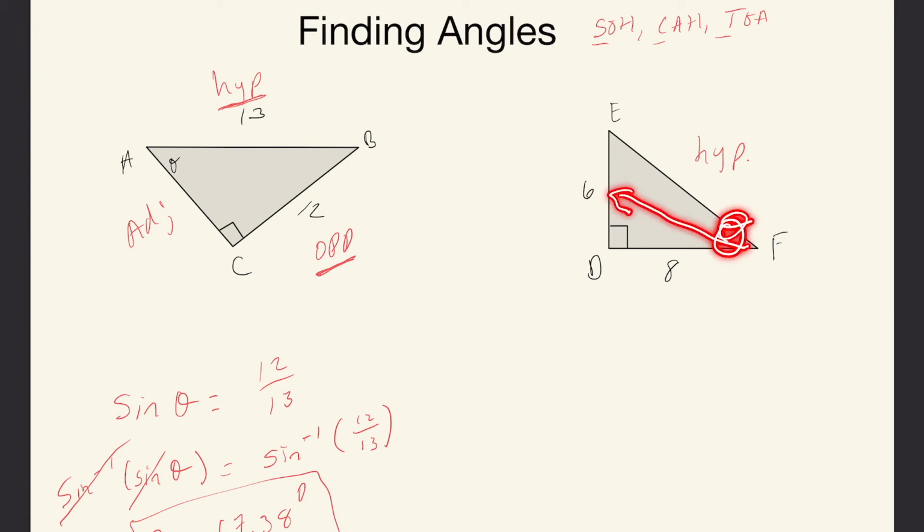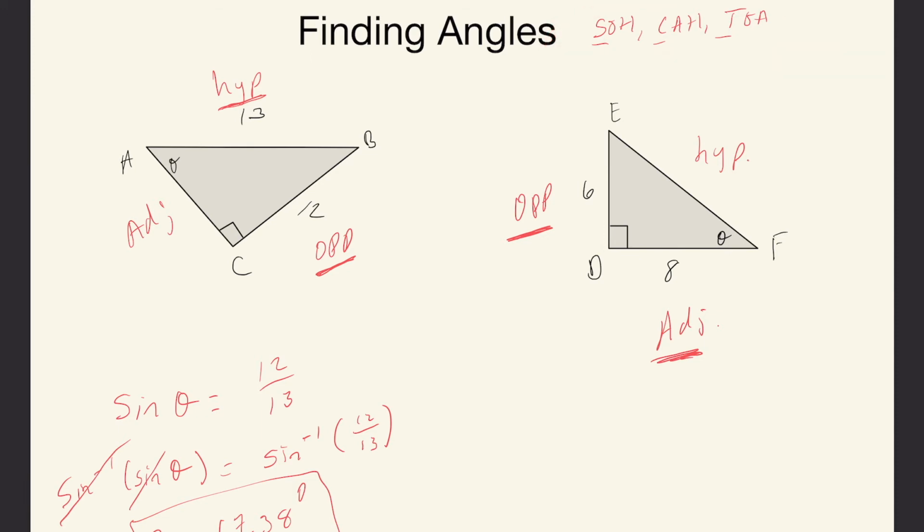Across from it, I will always have my opposite. That one is very easy to find. And then the one that is left, the one next to the angle that is not the hypotenuse, is the adjacent. So the angle is always between the adjacent and the hypotenuse. That's why I like putting the hypotenuse first, so I don't make mistakes. Now, I know I have the opposite side, which is 6, and I have the adjacent side, which is 8.